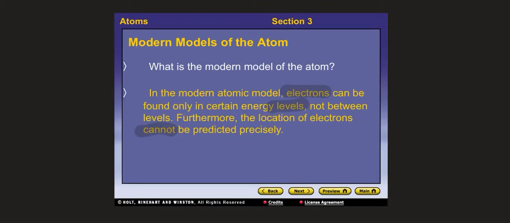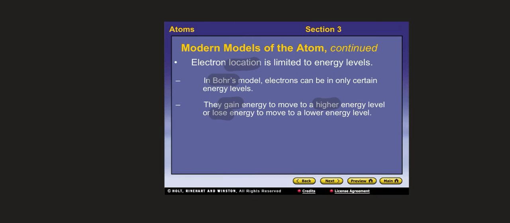In the modern atomic model, electrons can be found only in certain energy levels, not between levels. Furthermore, the location of electrons cannot be predicted precisely. Electron location is limited to energy levels. In Bohr's model, electrons can only be in certain energy levels. They can gain energy to move to a higher energy level, or lose energy to move to a lower energy level. So here I'm going to show you what that means.